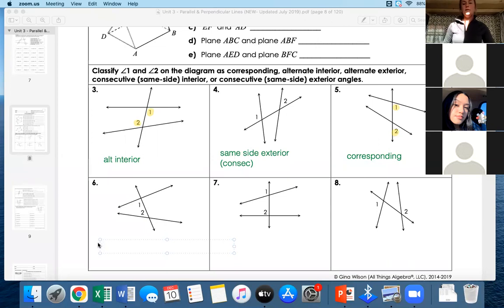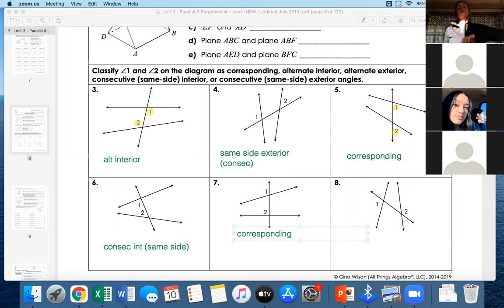So go ahead and look at this next one, what you think it is. So 1 and 2. Yeah, they're consecutive interior. Great job. Or we can call them same side interior. Either way is okay. All right, what about 1 and 2 in question 7? Great job. They're corresponding again.